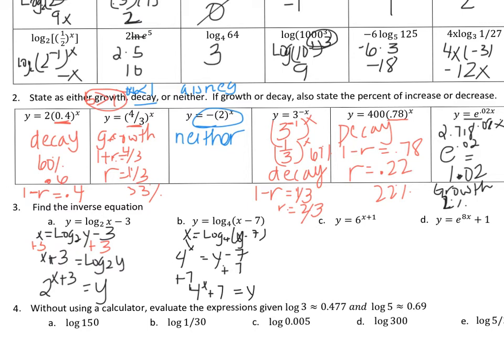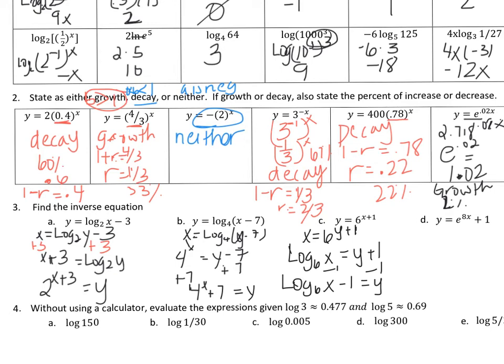Letter C, y equals 6 to the x plus 1. So x equals 6 to the y plus 1. That plus 1 is in the exponent, so I'll deal with it later. I need to rewrite this as a log. The base of my exponent becomes the base of my log. Log base 6 of what it's equal to, x, equals my exponent, y plus 1. And then subtract 1. Log base 6 of x minus 1 equals y.